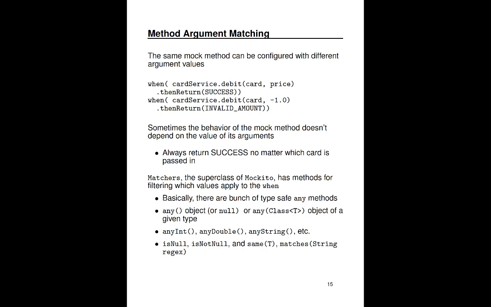it should return success. There are a number of variations on the any method in Mockito. There's a zero argument any method that will match any object or a null object. There's also the any that we saw, which takes a class, which will match any object of a given type. There are also any methods for the primitive types, like any int and any double, and also any string for convenience. There are also matchers for null values, for matching not null values, and matching the same value as a particular object, as well as matching a regular expression for a string argument.